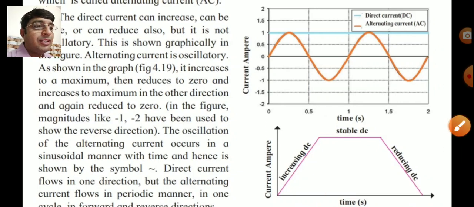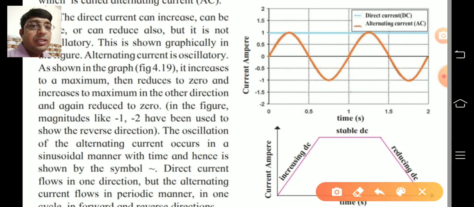Sorry, I will show the graph properly. As shown in graph 4.19, it increases to a maximum, then reduces to 0 and increases to maximum in the other direction and again reduces to 0. This one increases, reduces to 0, again increases in the other direction, again reduces to 0. So this cycle is formed here. This is called a wave.